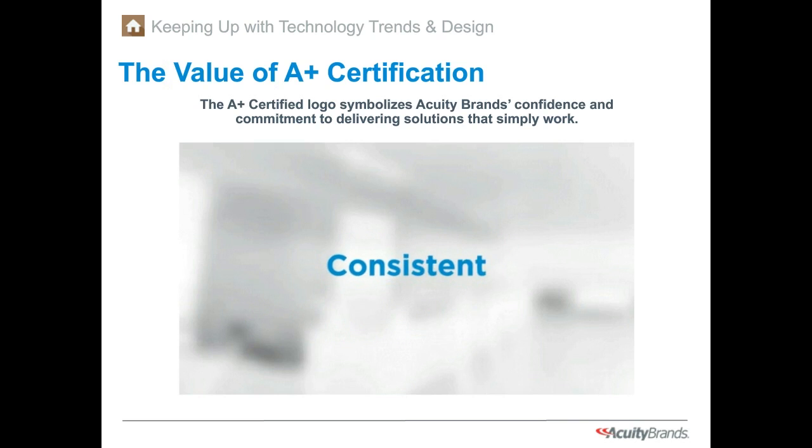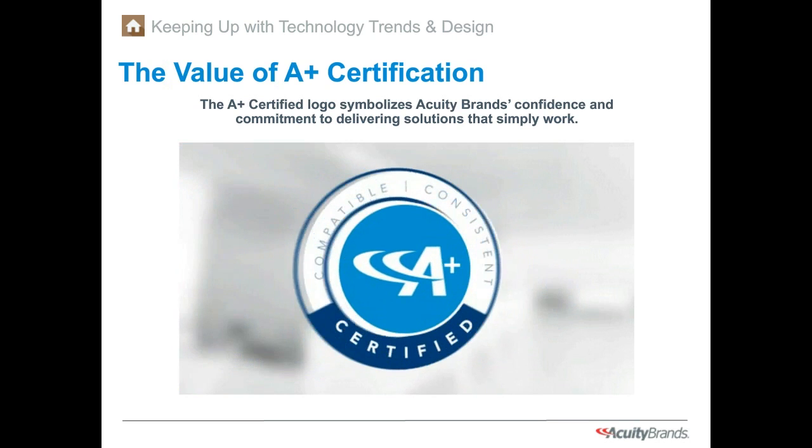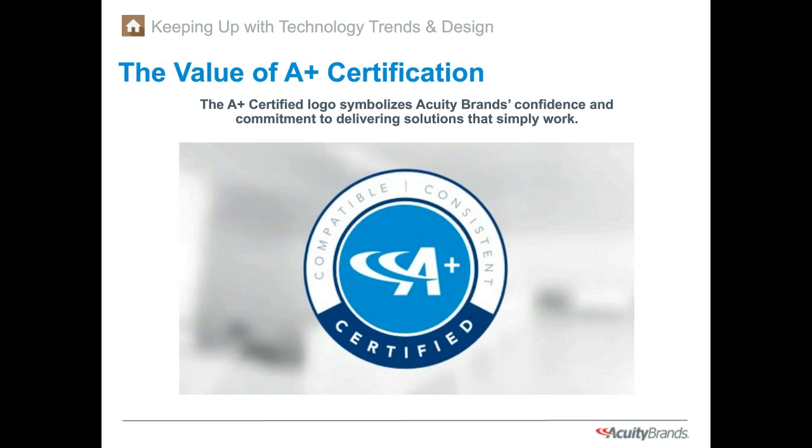For lighting application, A-plus certified means a verified consistent performance, visual appearance, and system interoperability of all luminaires within the certified solution. A-plus solutions from Acuity Brands helps you quickly and confidently select and implement lighting systems that are both capable and compatible. For lighting professionals, it means ease, freedom, and confidence that all parts of a certified lighting system will operate together.